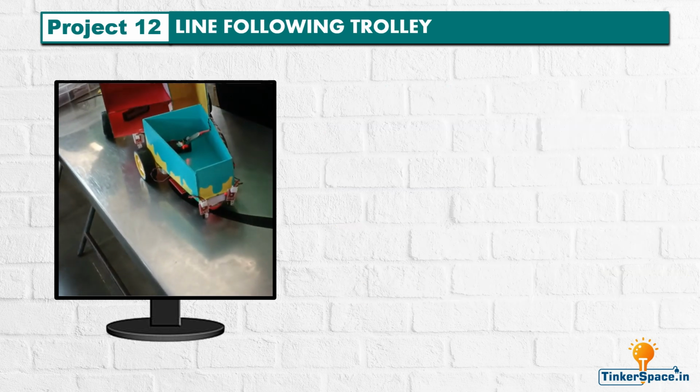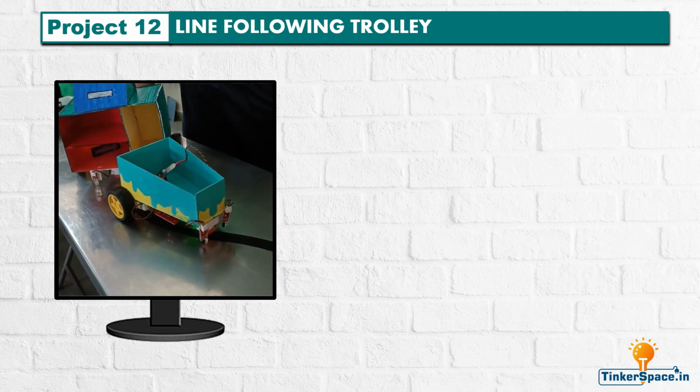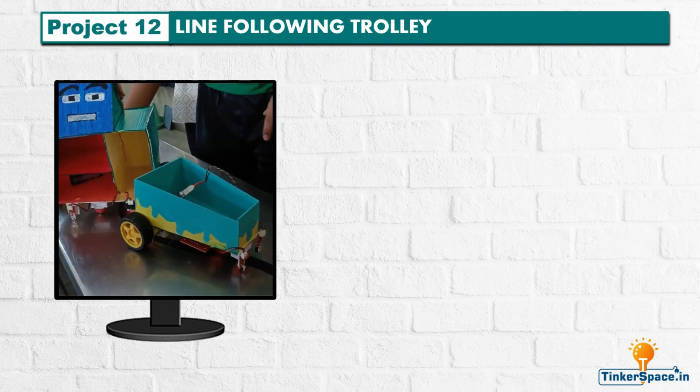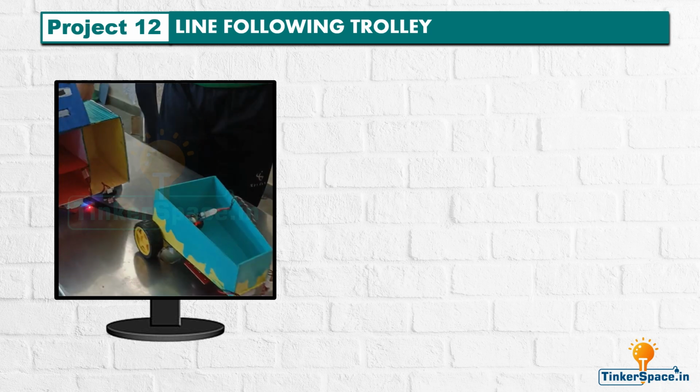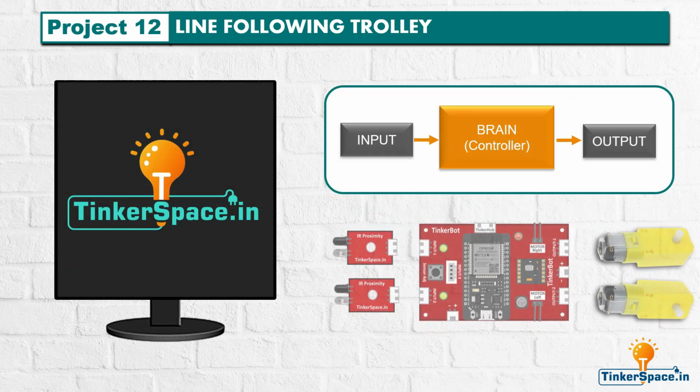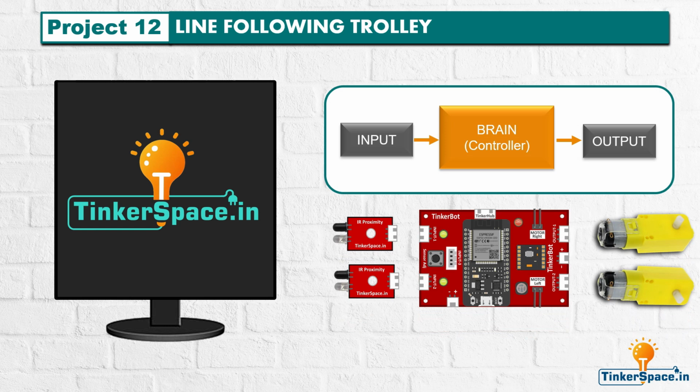Line following trolley. This project creates a trolley that follows a designated line on the floor. In this project, we use the TinkerBot as the controller. Two IR proximity sensors are used as the input. Their function is to detect the line by sensing the contrast between the line and the floor. The two gear motors are used as the output. Their function is to keep the trolley on the designated path.